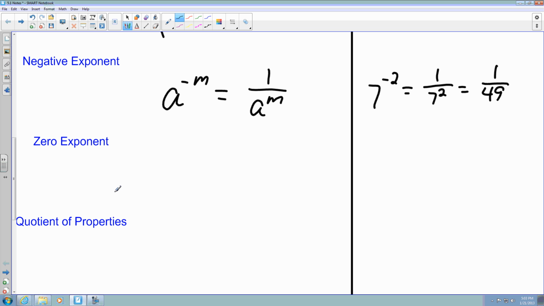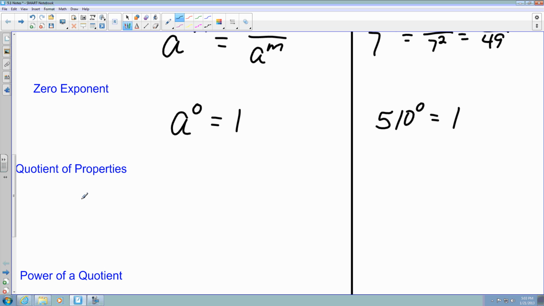Zero exponents states that if you have a value that's not equal to 0, let's say that we have a which is not equal to 0, and we go to the 0 power, this will always equal 1. Saying that, like if we had 510 to the 0 power, this would equal 1.